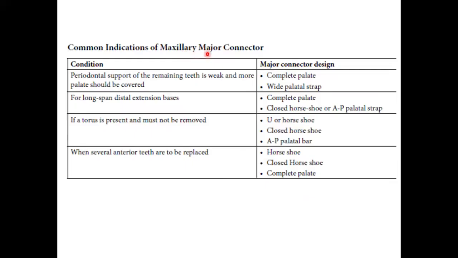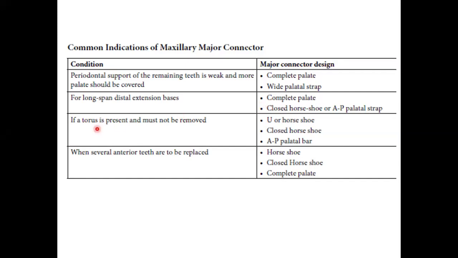So the common indications for maxillary major connectors: when the periodontal support of the remaining teeth is weak, or more palate should be covered, you can go for a complete palate or a wide palatal strap. For a long span edentulous case, you can go for a closed horseshoe, not a horseshoe, a closed horseshoe, or an anteroposterior palatal strap can be used. A complete palate can be used.